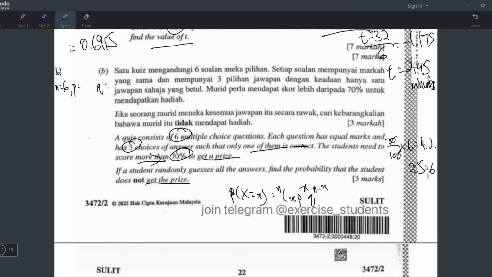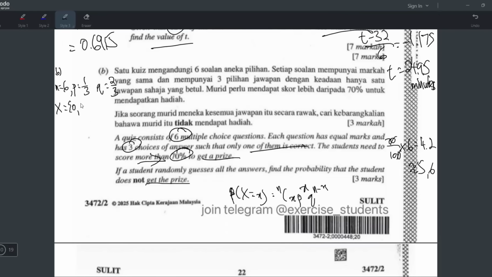Okay. So now what you have to do is, if a student randomly guesses, find the probability that the student does not get the prize. I think I will jadikan my probability of success 1/3, and then failure is 2/3. That means I jadikan 1/3 because it is the probability of dapat correct, because you have three choices, one of them is correct, right? So the probability of correct is the probability of success, and then probability of salah is this.